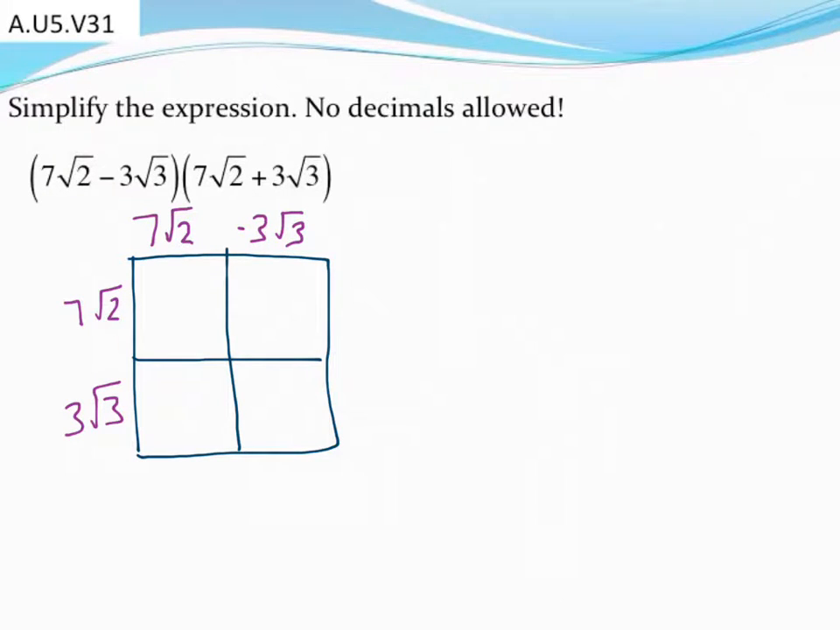All right, if you watched our last video, you'll see that I'm not going to do anything different this time. I'm asked to multiply two radical binomials together, so I like to use the box method for this one. So let's go ahead and start.